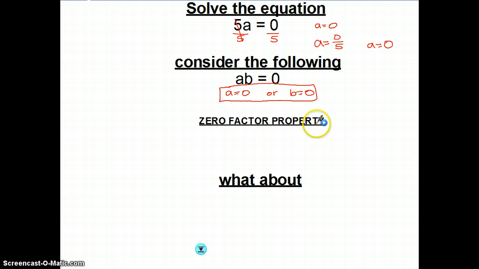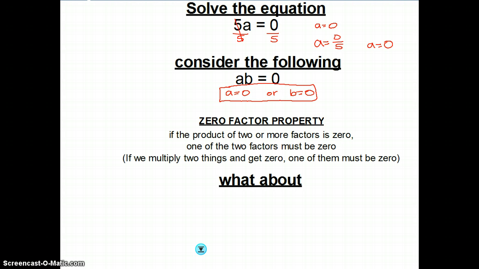That brings us to our zero factor property. The zero factor property says, if the product of two or more factors is 0, so above I have the product, which means multiplication, of two factors. Here they are, a and b. And the product is 0, then at least one of the two factors must be 0. To translate in a slightly different way, if we multiply two things and get 0, one of them has to be 0. So again, I multiplied a and b and I got 0. So either a or b has to be 0.